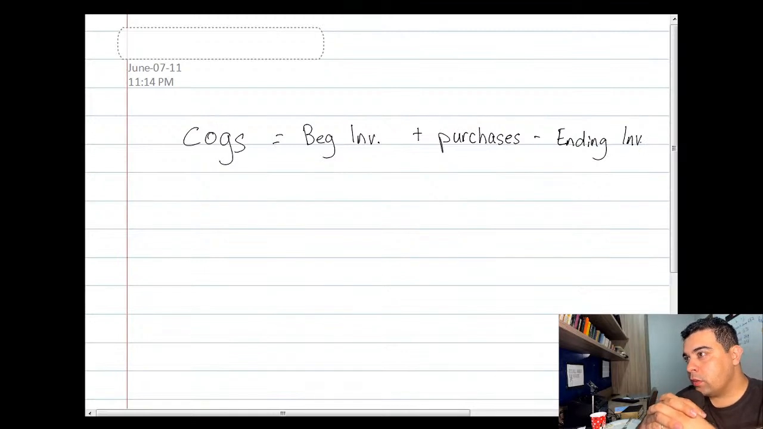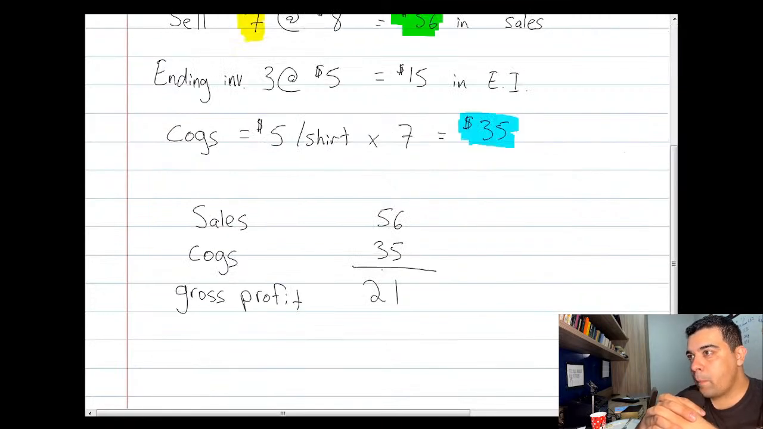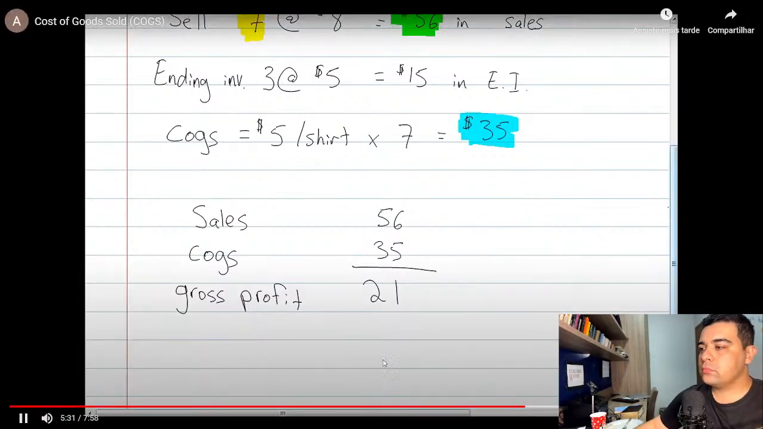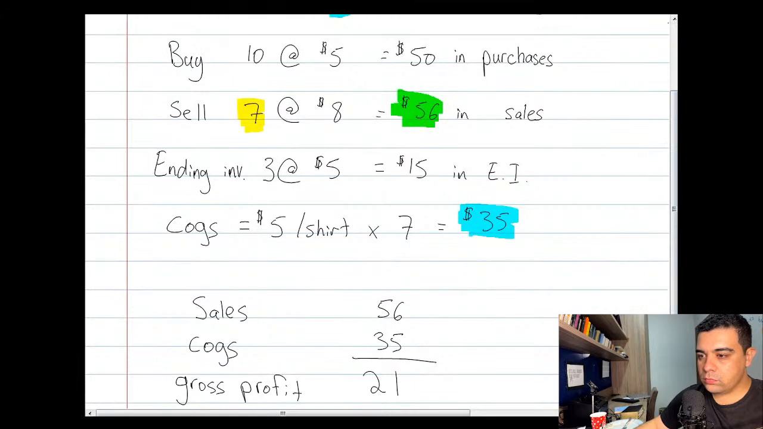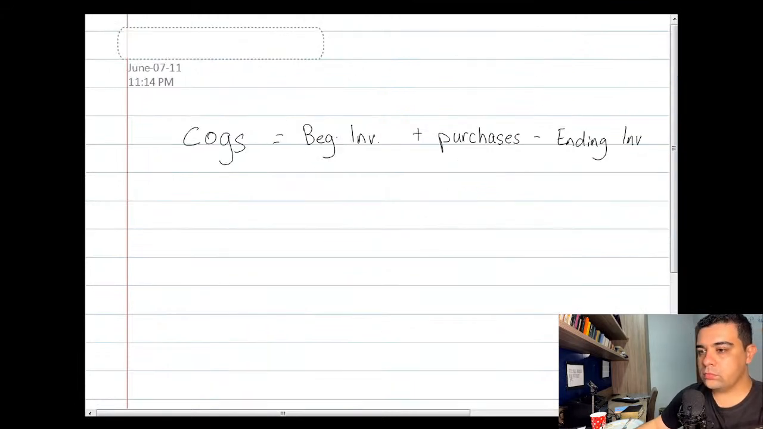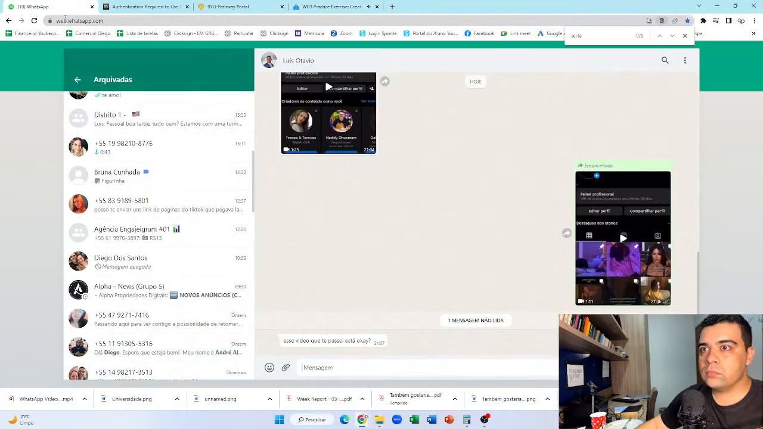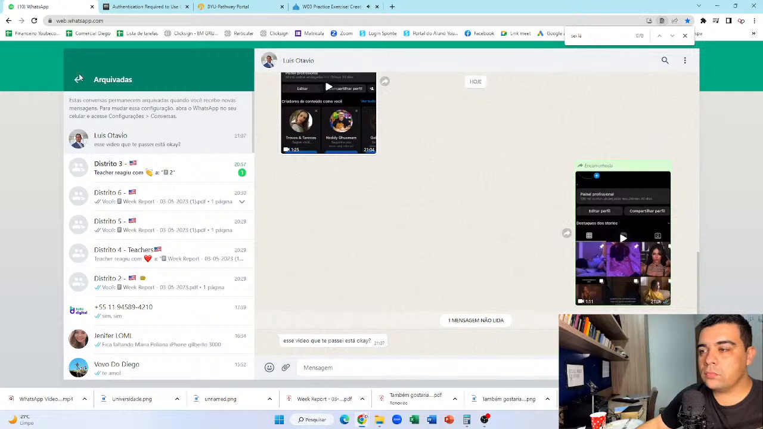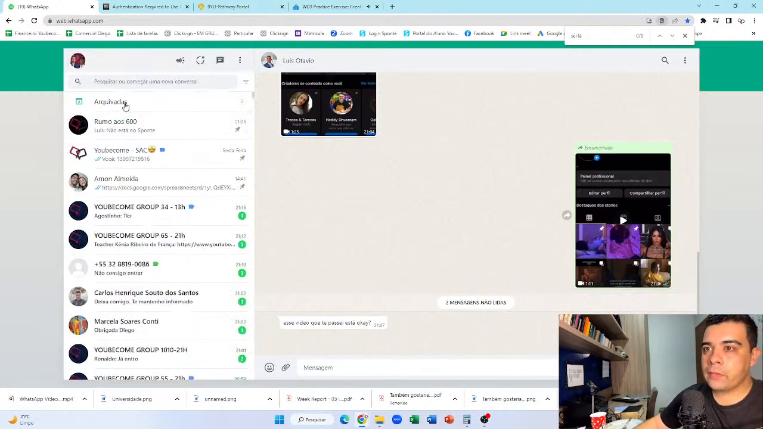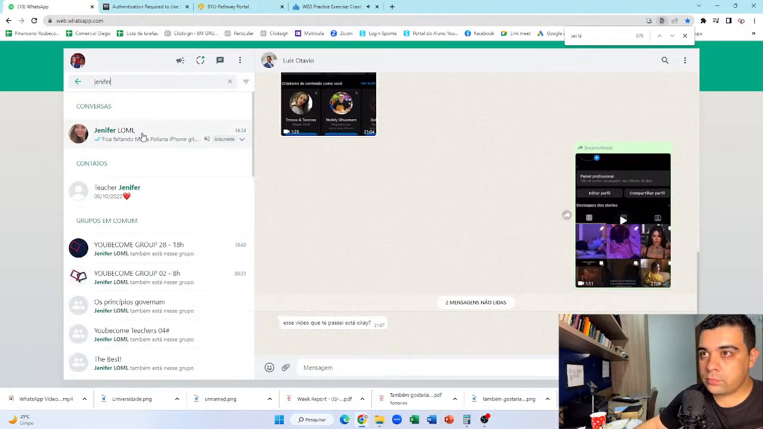If we use this formula for the same example which we used before, we should get $35 as our cost of goods sold as well. And so let's go ahead and use that formula. The first thing we need to know is our beginning inventory. Well, in this example, we said, let's assume we were a new business, so our beginning inventory was basically 0. We started off with no inventory. But then, we bought a bunch of t-shirts. We bought 10 t-shirts at $5 each, so our purchases was the $50 up here.